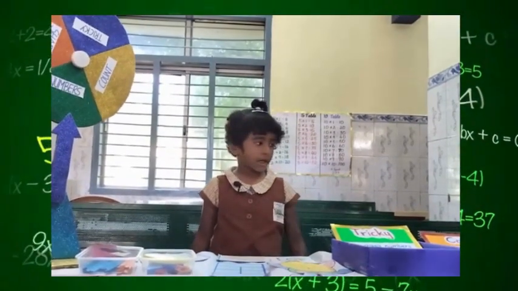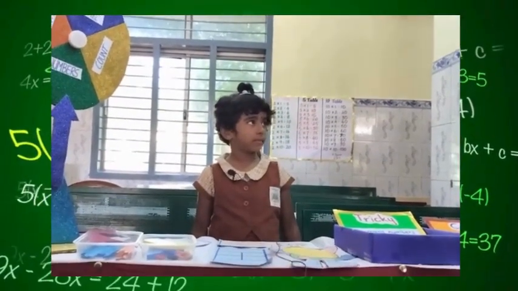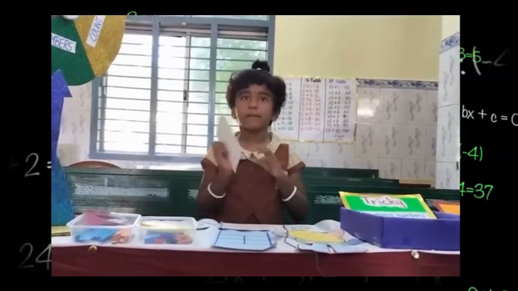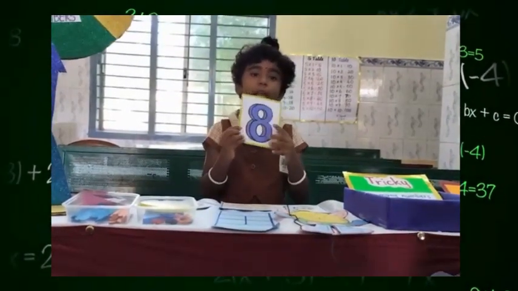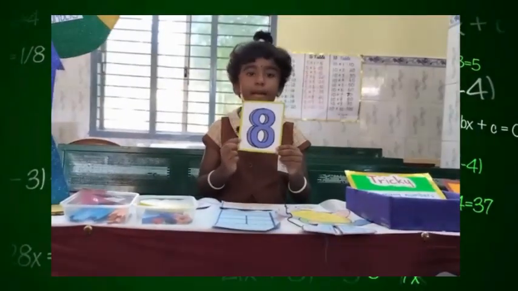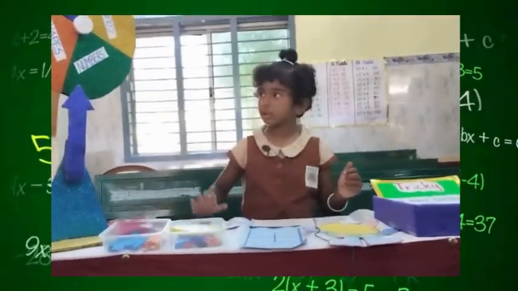Numbers. Tell me how to write 8. Curve and up again makes a number 8. Now again you rotate this.